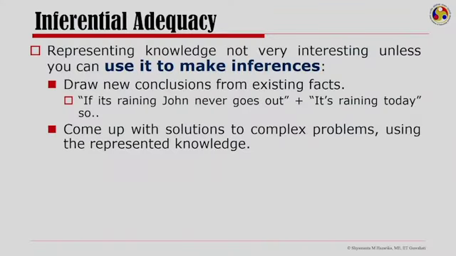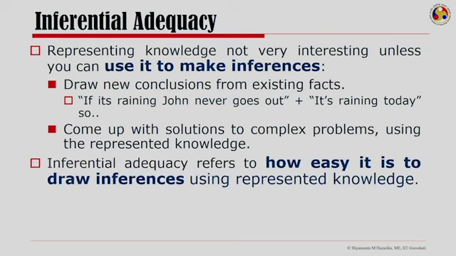That ability that I can get a new inference drawn is called inferential adequacy. So, we should come up with solutions to complex problems using the represented knowledge, and that can only happen if the knowledge has enough inferential adequacy. Inferential adequacy in a sense refers to how easy it is to draw inferences using the represented knowledge.